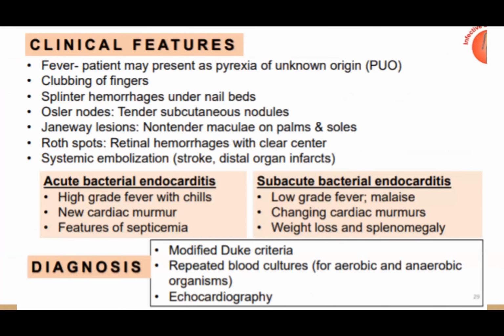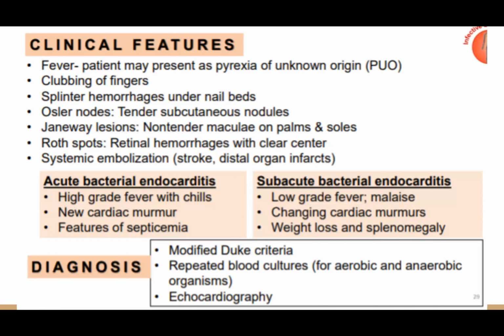Okay, so more highlight these. You're going to have clubbing of the fingers, you're going to have splinter hemorrhages, Osler's nodes, Janeway nodes, Roth spots. If they mention any of these, which they most likely will, or they'll describe them. So I'm giving you the names. They might describe them to you instead of telling you what it is. So tender subacute nodule, non-tender macula on the palms and soles. That's going to clue you in on, okay, this is infective endocarditis.